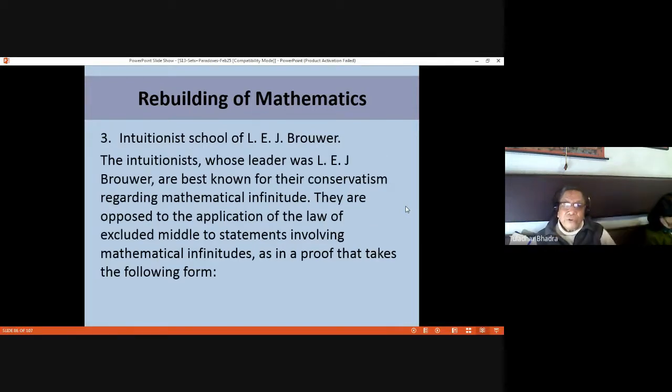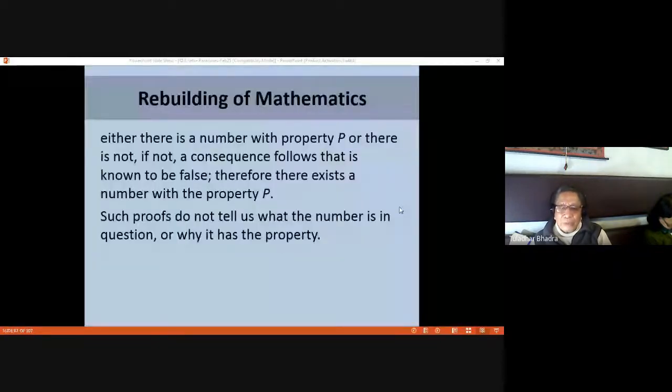Then we have the intuitionists, the school of Brouwer. These intuitionists, whose leader Brouwer is best known for his conservatism regarding mathematical infinitude, are opposed to the application of the law of excluded middle to statements involving mathematical infinitudes, as in a proof of the following form. Either there is a number with property P or there is not. If not, a consequence would follow that is known to be false. Therefore, there is a number with the property P. Such proofs do not tell us what the number in question is, and why it has that property, and what that property is.